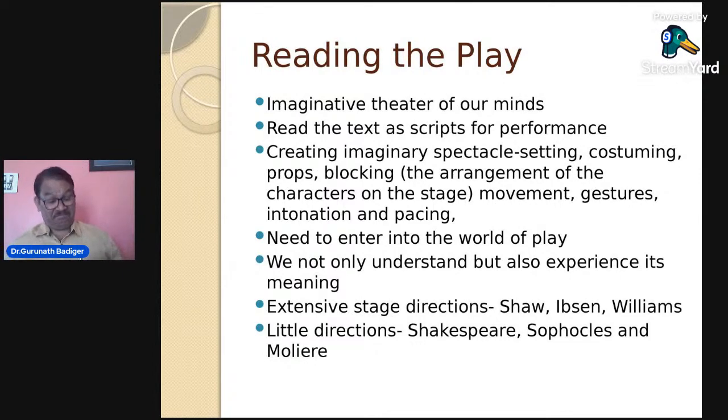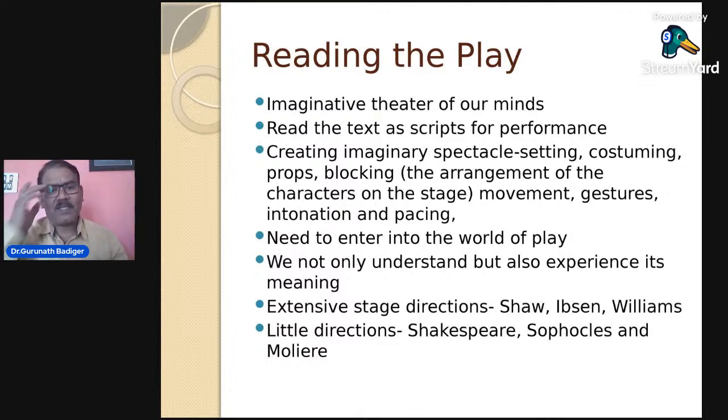When you are teaching the Ghost in Hamlet, you should show how the ghost enters. A teacher should create such an imaginary situation, sometimes make children play such roles. And a teacher needs to enter into the world of the play for a better presentation of drama. We not only understand but also experience its meaning here.